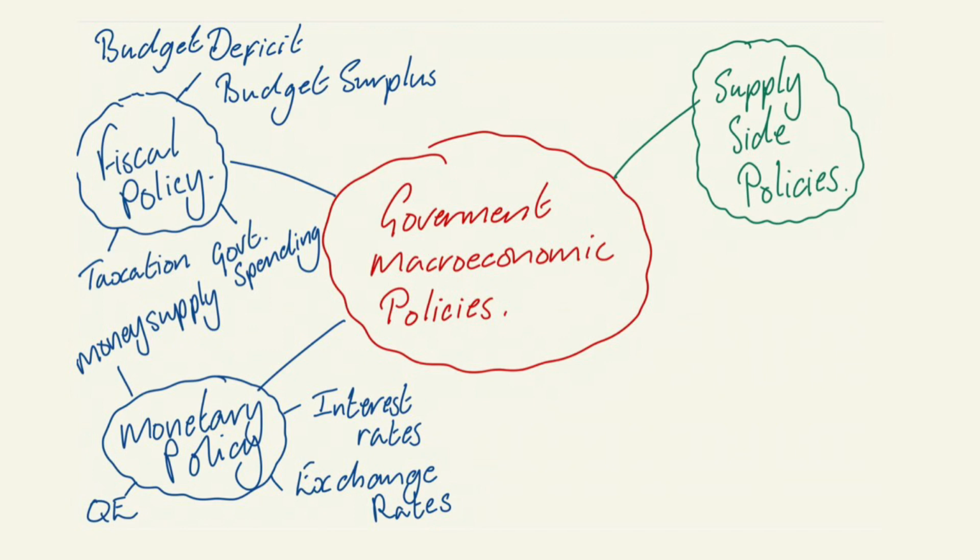If the government runs a deficit, it means that government spending will be high and taxation will be low, and this will increase the amount of aggregate demand in the economy. If the government runs a budget surplus, government spending will be low and taxation will be high, and this will reduce the level of aggregate demand in the economy.